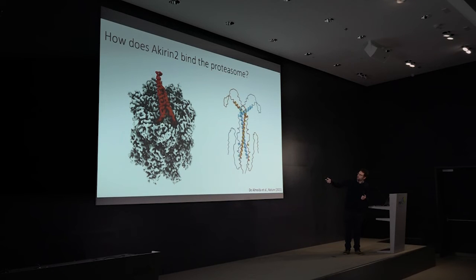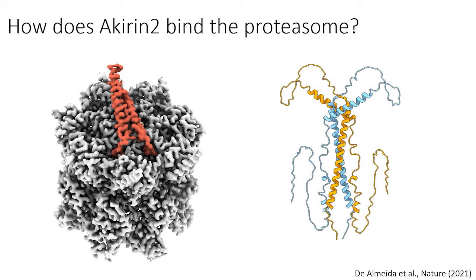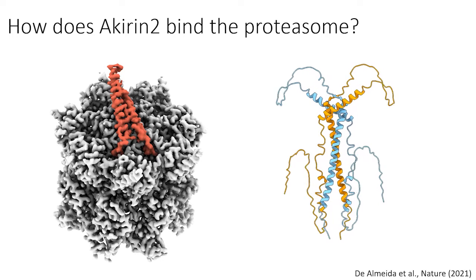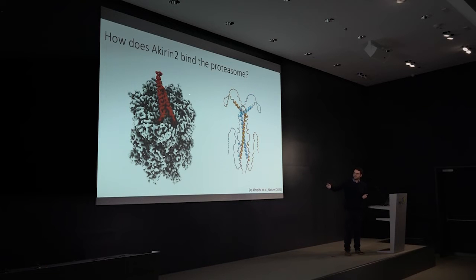The part that we don't see is all the rest, and you see all of this is flexible parts and not really well structured parts. They will flop around in the solution, and we don't know what they do. We know that this coil part will silence the proteasome, but we don't know what the rest is doing, which is very essential for the nuclear transport.